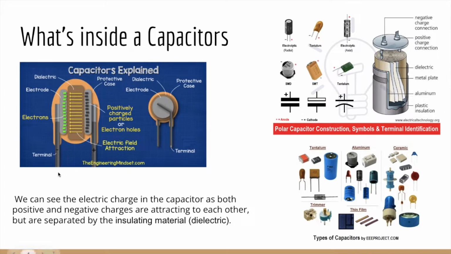Over here to the left, I have an example of what a capacitor looks like inside. You can see there are two terminals and they're separated by some type of dielectric. It could be any insulating material, so the two terminals aren't touching. When they're connected to a battery, there's a buildup of positive and negative charges, and that's what makes the electric field attraction inside the capacitor.